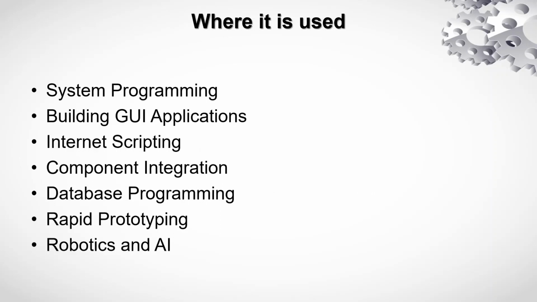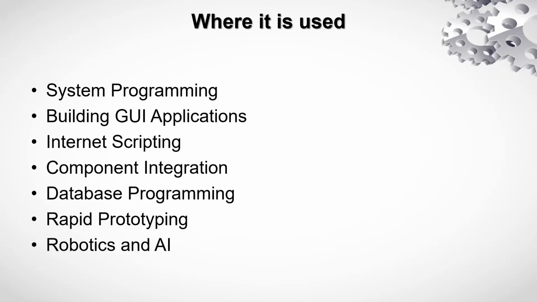Next comes where it is used. It's used in system programming. You can use Python to build GUI applications as well. You can write internet scripting. Basically, you can write web development servers, and you can write REST APIs. You can use those REST APIs from any client application written in React.js or AngularJS, anything. So internet scripting is one of the important things with Python. Then comes component integration, which we discussed in the previous slide.